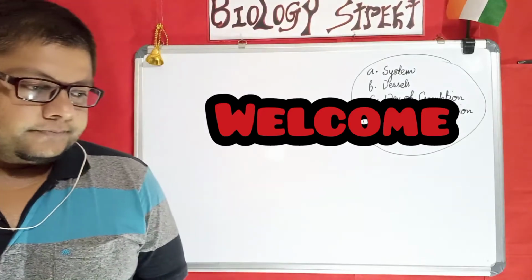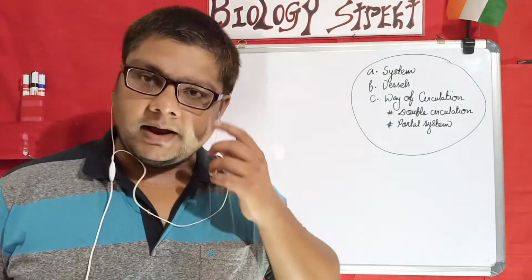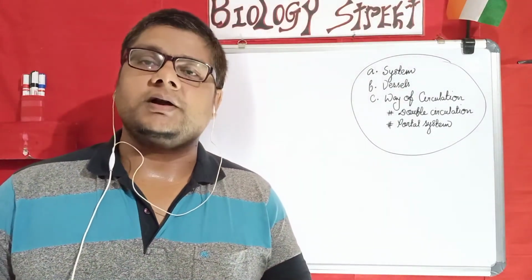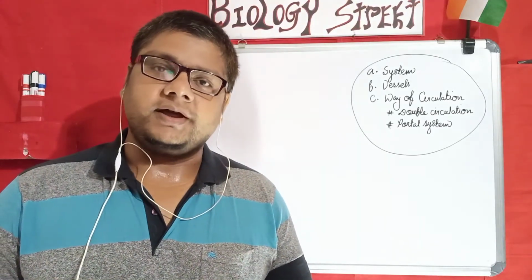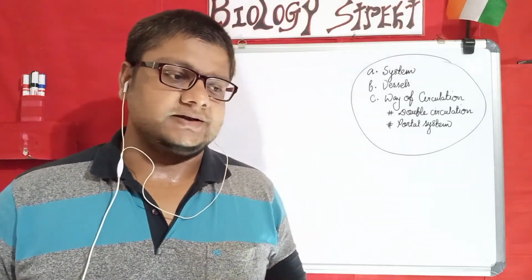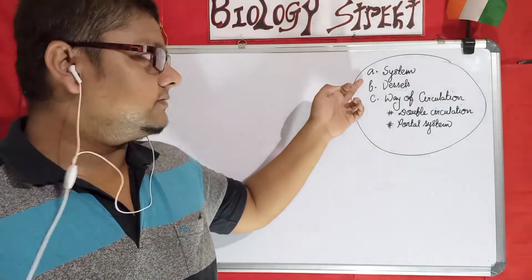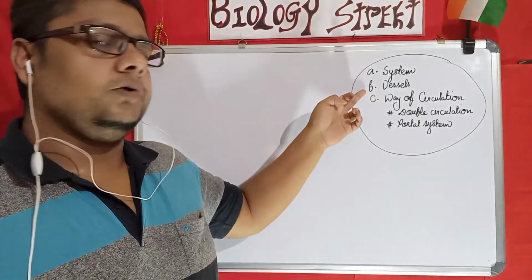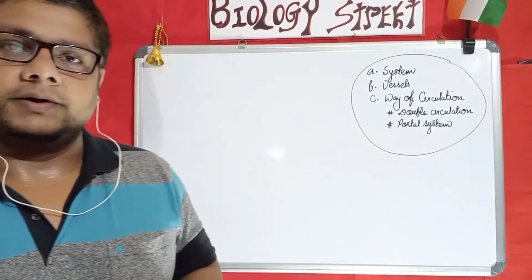Hello students, in my last video I explained the human heart, and as you know, the human heart is the most important part of our blood circulatory system. So today we are going to know a few things connected with this circulatory system. Today's task, number 1, we will know about this system. Number 2, the vessels that are useful in this system and the way of circulation. Let's start one by one.